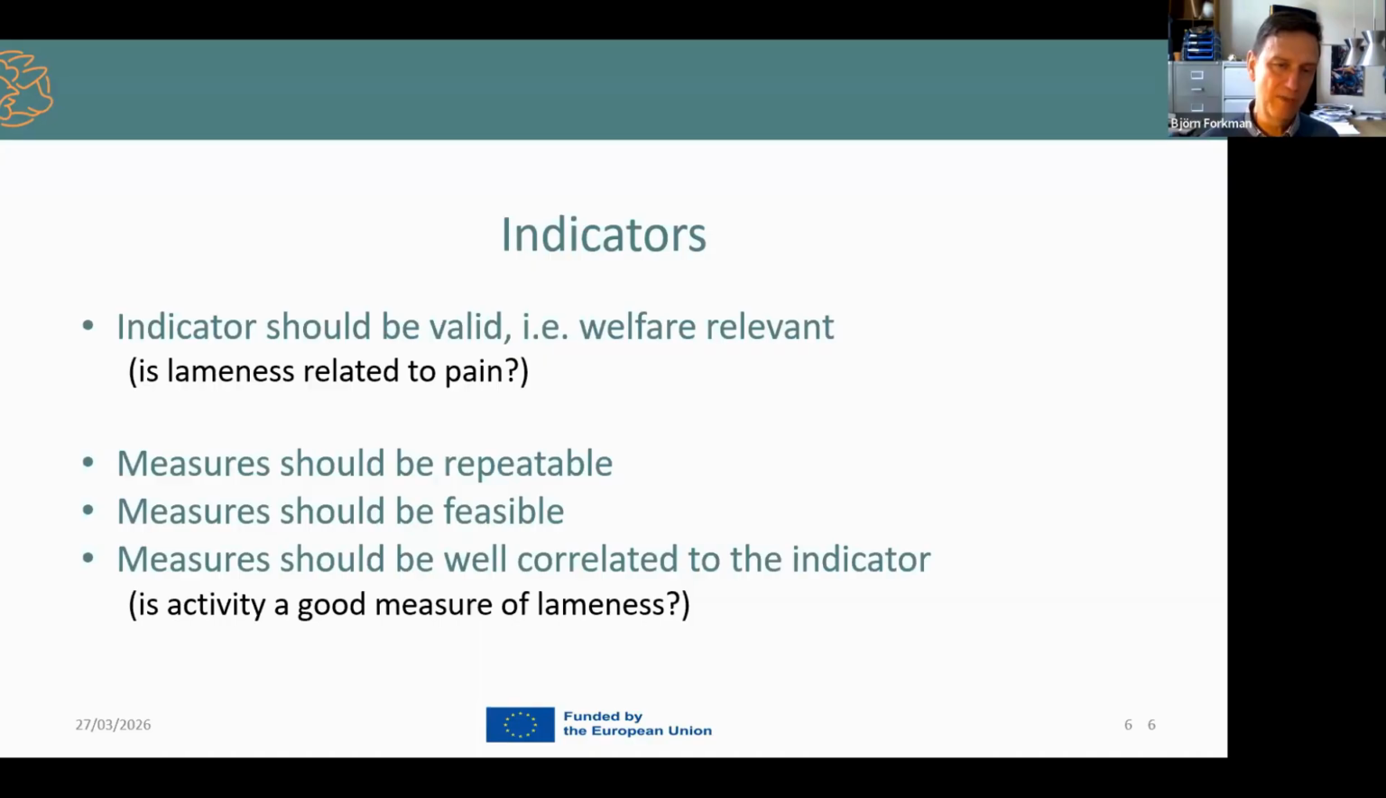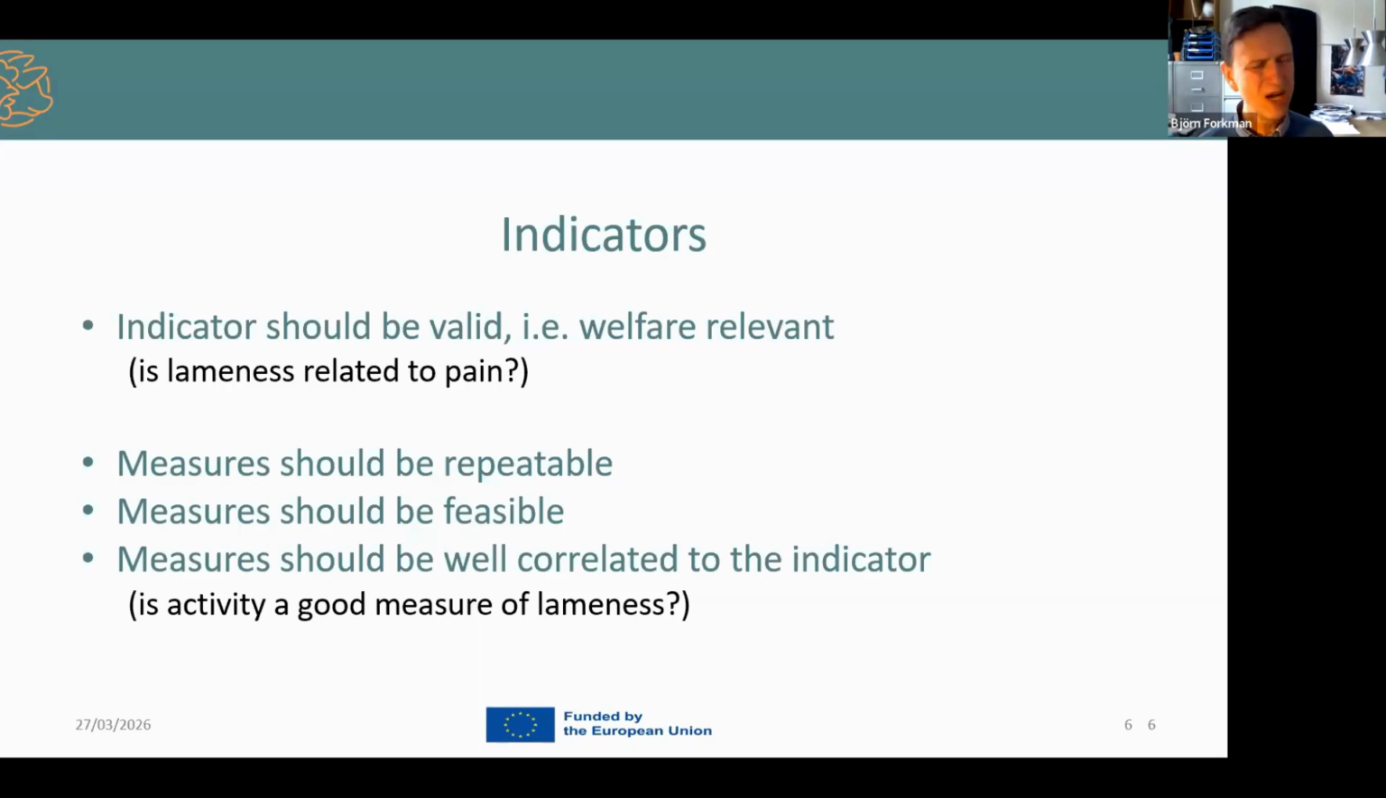And these measures need to be repeatable, they need to be feasible, and well correlated to the indicator, obviously. So in some instances, this is very obvious. If you are measuring lameness by looking at whether the pig is using all its 4 feet, that's probably a very good measure of lameness.